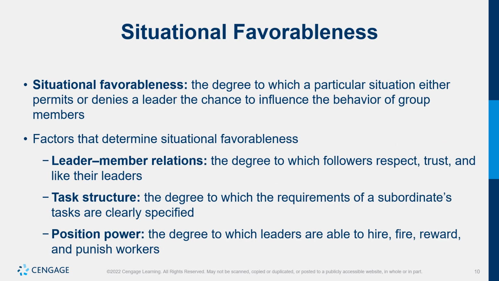Fiedler defines situational favorableness as the degree to which a particular situation either permits or denies a leader the chance to influence the behavior of group members. In highly favorable situations, leaders find that their actions influence followers. In highly unfavorable situations, leaders have little to no success influencing the people they are trying to lead. Three situational factors determine the favorability of a situation: leader-member relations, task structure, and position power.